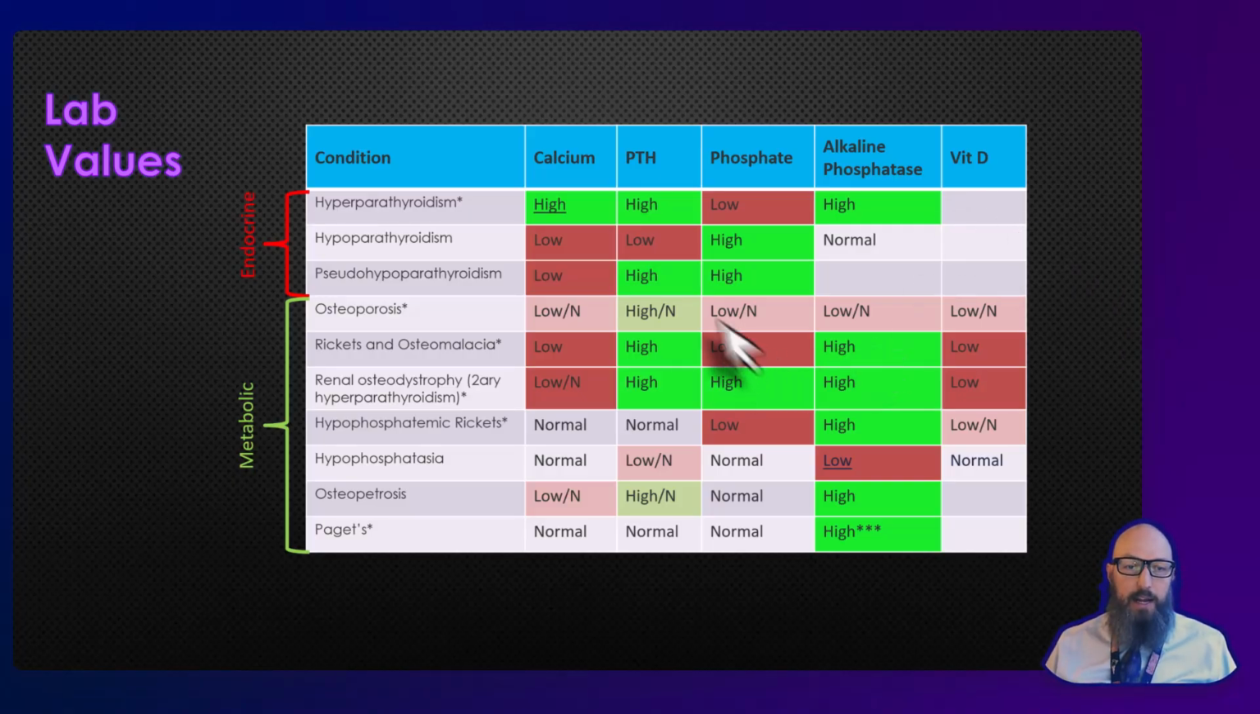But regardless, you already have a slam dunk way of recognizing hyperparathyroidism, starting with high calcium. If you have high calcium and high PTH, you know 100% that's going to be hyperparathyroidism.